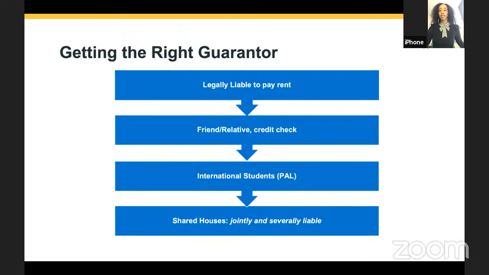Your landlord might want to check that your guarantor is able to pay the rent the same way they checked your ability to pay, and this could be done by a credit check. International students may not be able to obtain a UK-based guarantor. If you cannot obtain a guarantor, the landlord may ask that you pay rent money in advance.